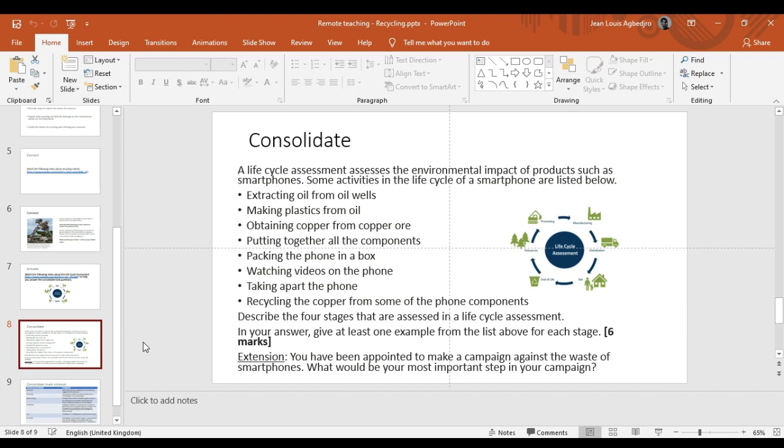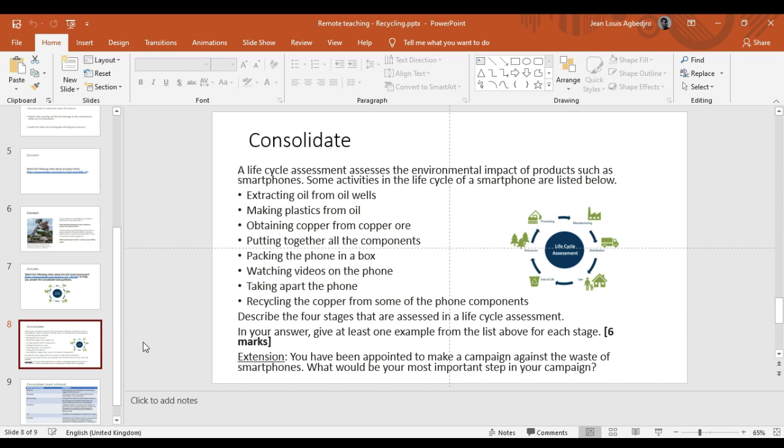So the consolidated task is the following. Life cycle assessment assesses the environmental impact of products such as smartphones. Some activities in the life cycle of a smartphone are listed below: extracting oil from oil wells, making plastics from oil, obtaining copper from copper ore, putting together all the components, packing the phone in a box, watching videos on the phone, taking apart the phone, and recycling the copper from some of the phone components.